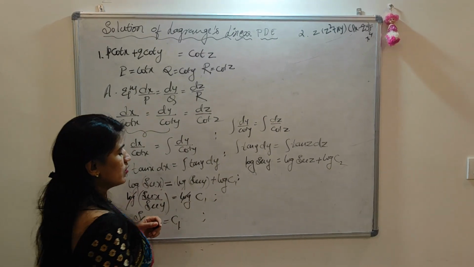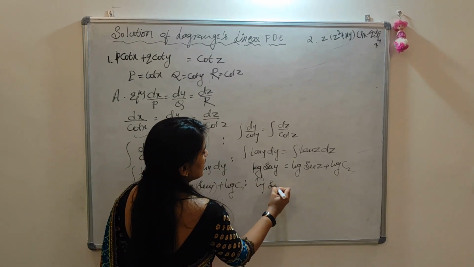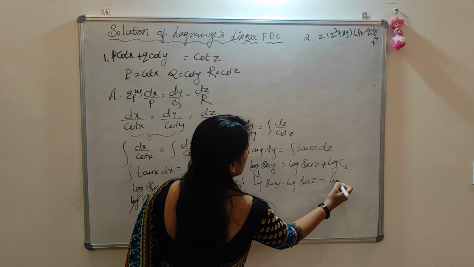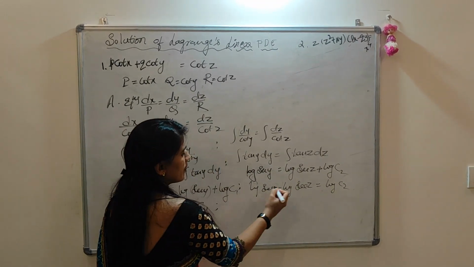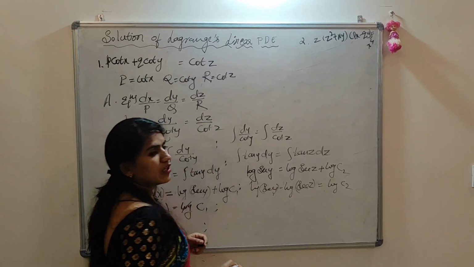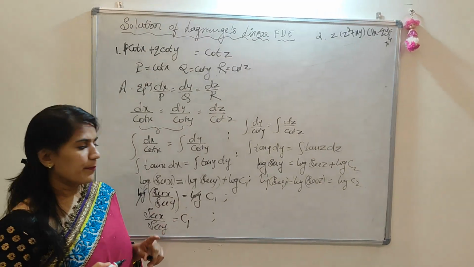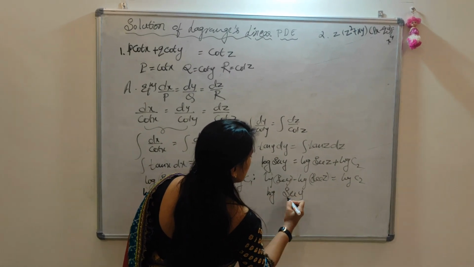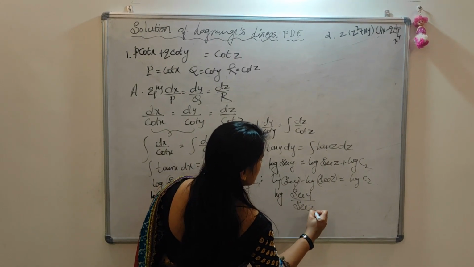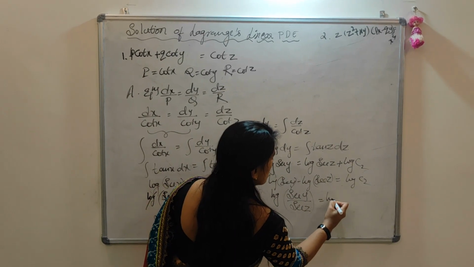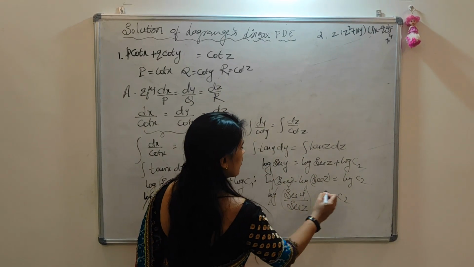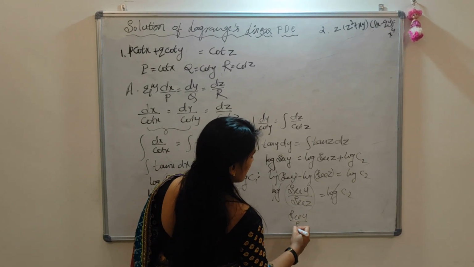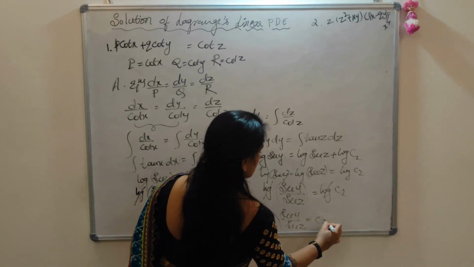log c2. So again, log sec y minus log sec z is equal to log of c2. Log m minus log n means log m by n. So it is log of sec y divided by sec z is equal to log of c2. Log and log get cancelled. So you are having sec y by sec z is equal to c2.